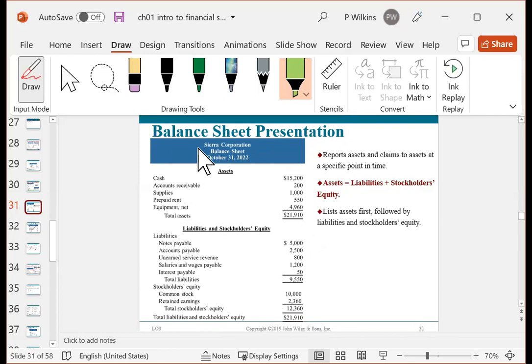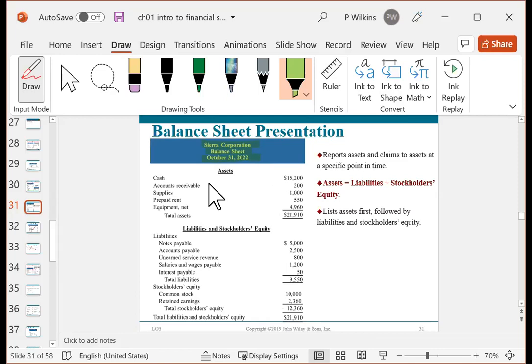So balance sheet, name of the company goes at the top, Sierra Corporation. The name of the statement is a balance sheet. Now you're going to notice the date looks different here. The date is October 31st, 2022. It doesn't say for the month end or for the year end. And that's because on the other two statements, the income statement and the retained earnings statement, those numbers continue generally, except for retained earnings, to go up.